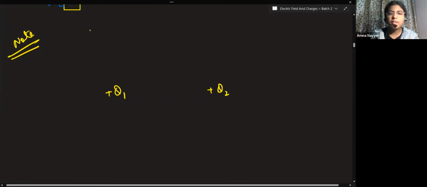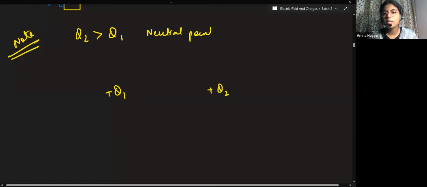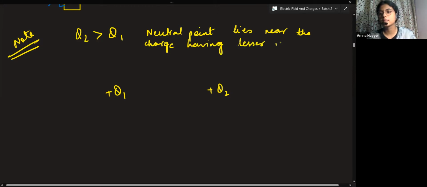If both of them are having the same magnitude, then you can put the neutral point in the middle, because the neutral point will be in the middle only. But if I give you some case where Q2's magnitude is greater, remember that the neutral point lies near the charge having lesser magnitude. So from Q2 and Q1, Q1 is having the lesser magnitude. So the neutral point, instead of lying in the middle, will lie somewhere here. This will be the neutral point, inclined towards the positive Q1.